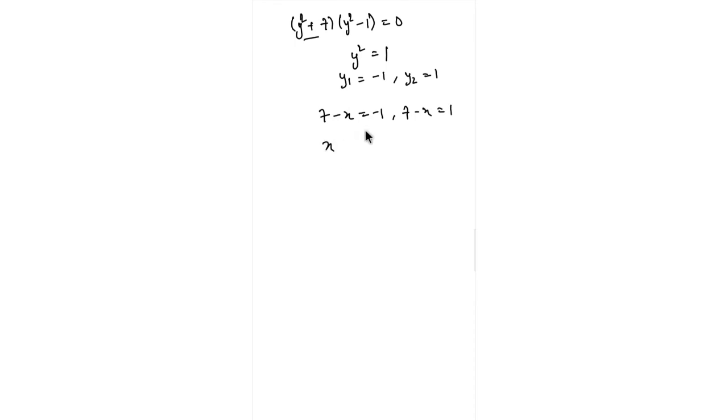So what is the value of x you are getting? X you are getting to be 8, and here you are getting x to be 6. So these are the two values that are possible. I can just assume this to be x1 and this to be x2. Yeah, so this is how we can solve it.